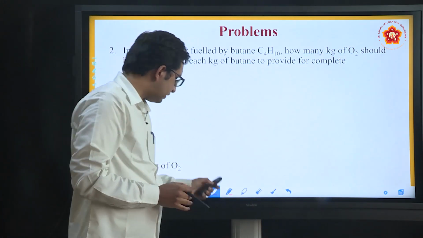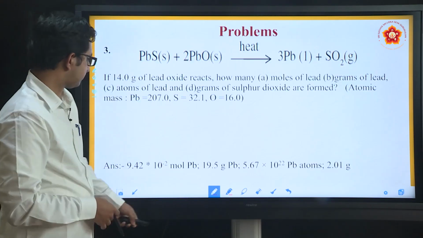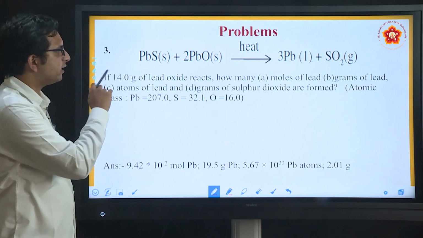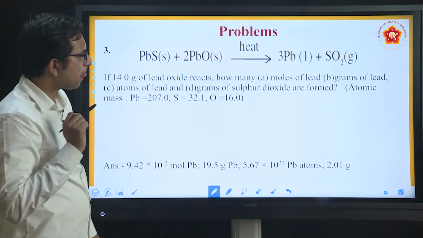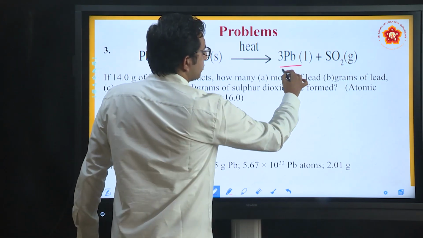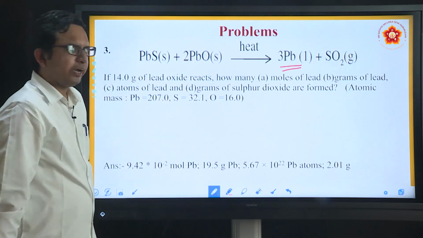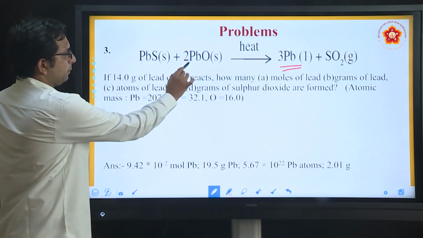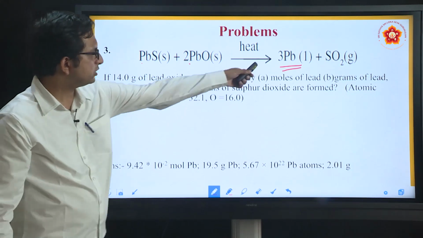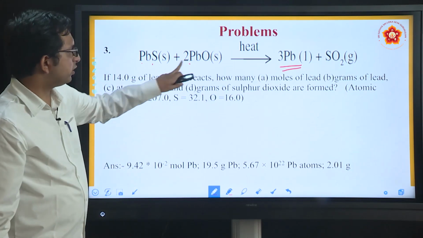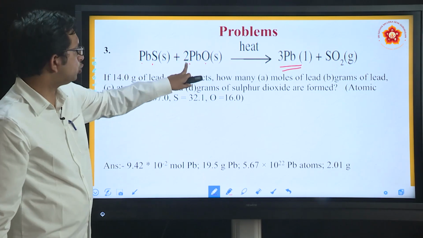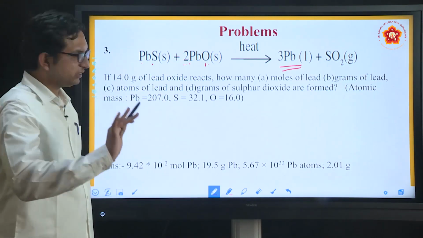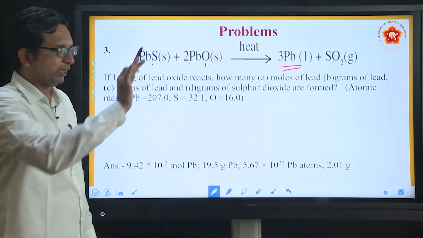Let us now go to the next problem. In this case, a reaction is given. Lead sulfide and lead oxide are reacting with each other. You are getting lead as one of the products, and sulfur dioxide. Kindly observe the reaction. First see whether it is balanced or not. 1 plus 2, 3 lead atoms on the left side, there also it is 3. 1 sulfur here, 1 sulfur there. In total 2 oxygens here, and in SO2 you have 2 oxygens there, which means they have already balanced the chemical reaction.